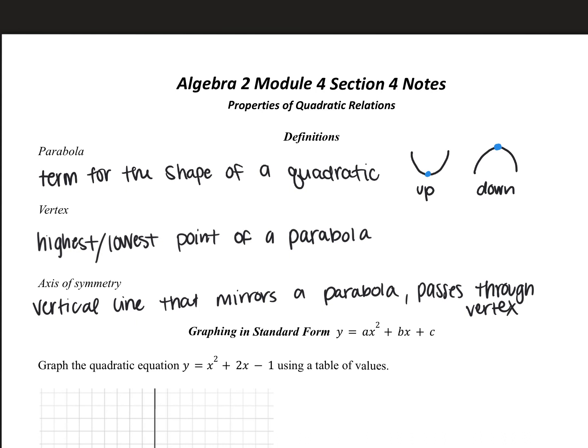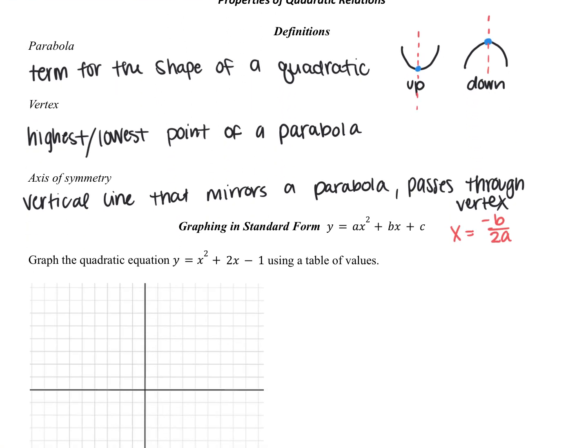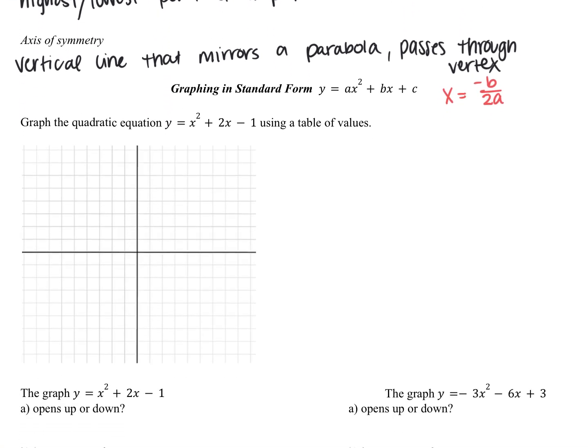Okay. And if you're trying to calculate the axis of symmetry, the formula is x equals negative b over 2a. So if you want to find where your axis of symmetry is, you can do that. Going back to my original pictures, my axis of symmetry goes through that x value of my vertex, which I can also calculate mathematically. Okay. So let's do some examples where we graph parabolas.